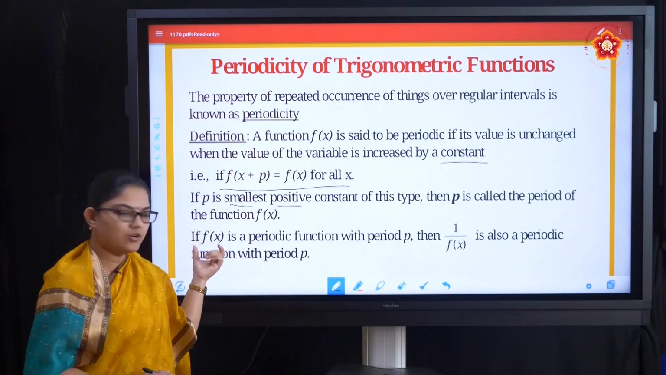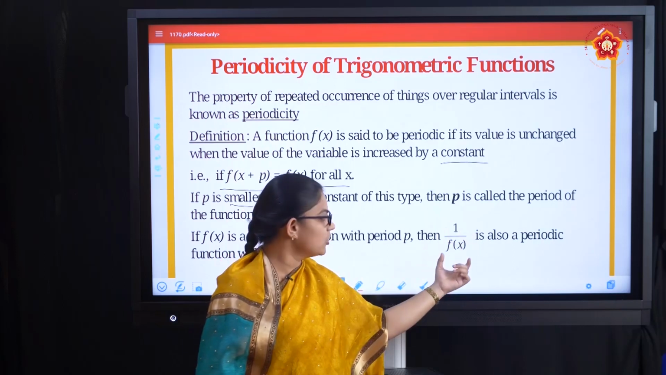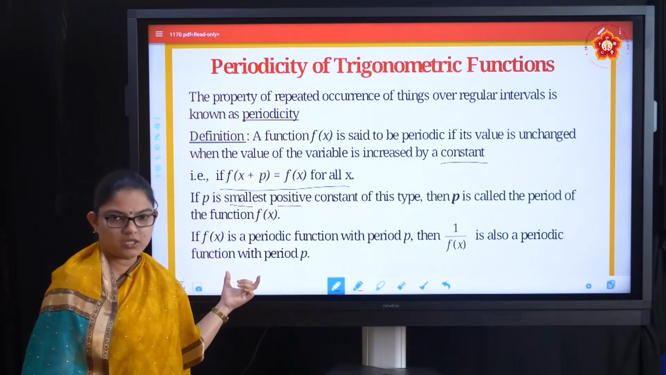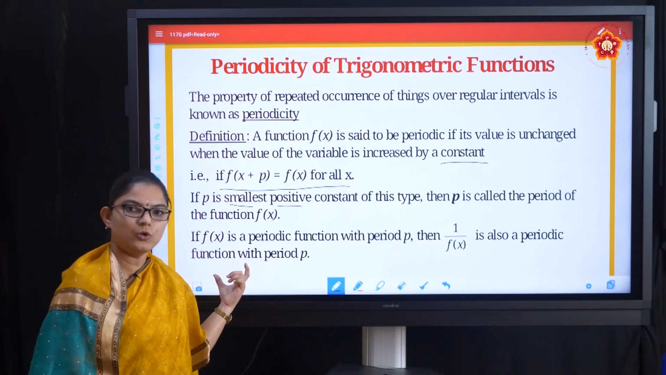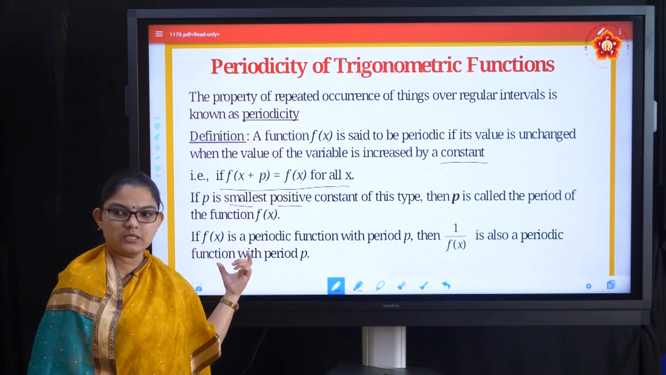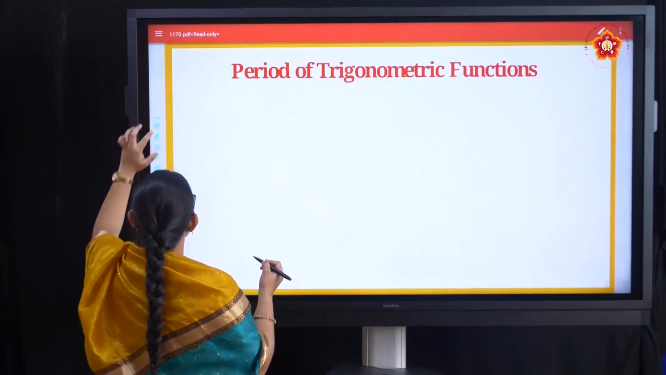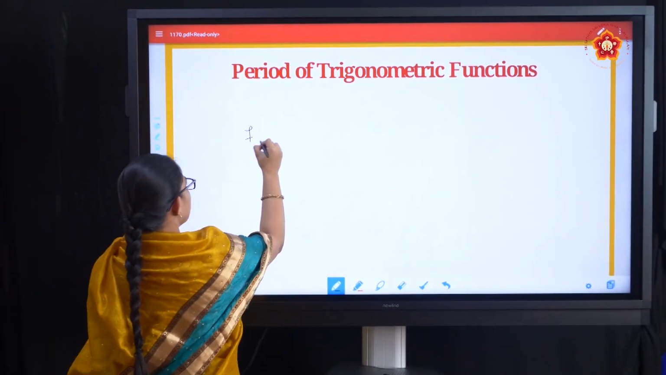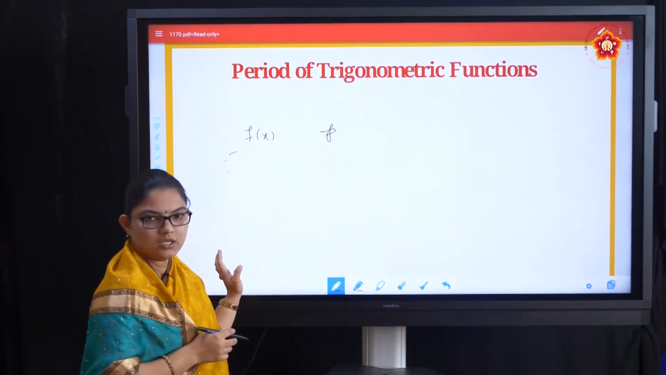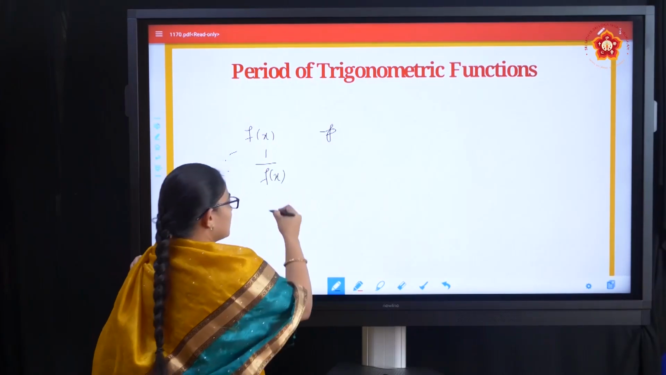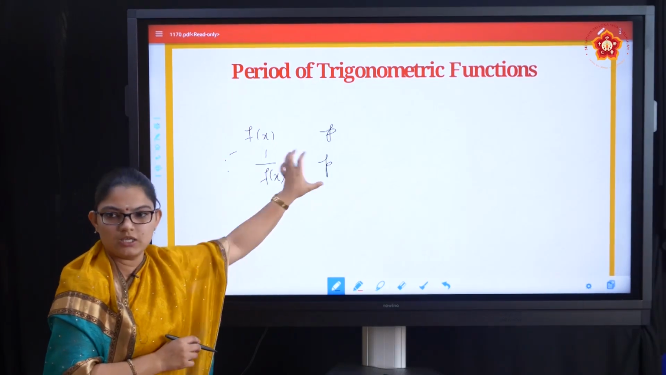If we know that a function f of x is periodic with the period P, then its reciprocal 1 by f of x is also periodic with the same period P. So if f of x is periodic, then 1 by f of x, that is the reciprocal, is also periodic and their period will be the same P. So the period of both f of x and 1 by f of x will be P.